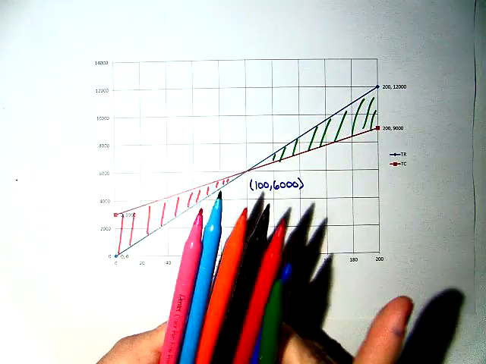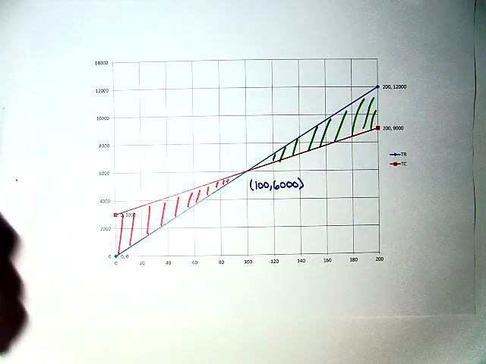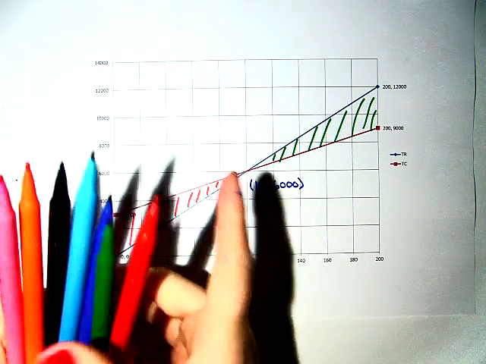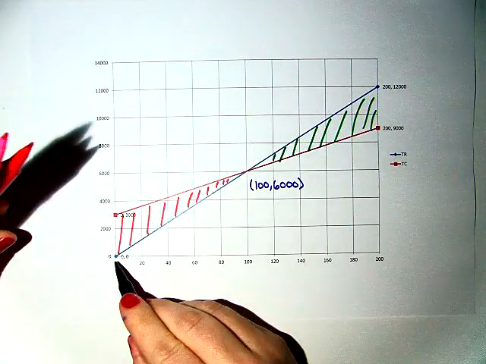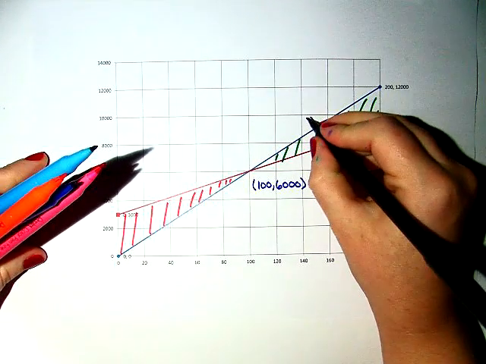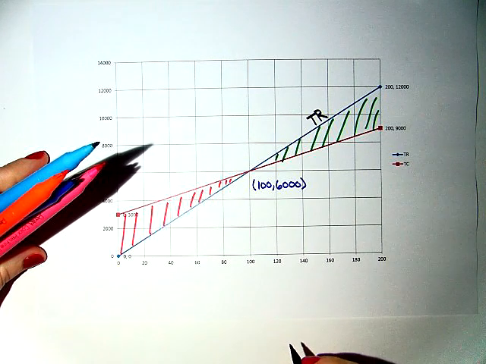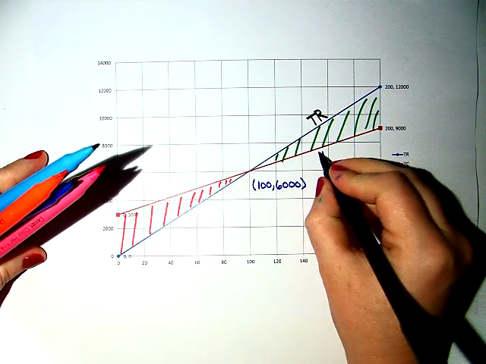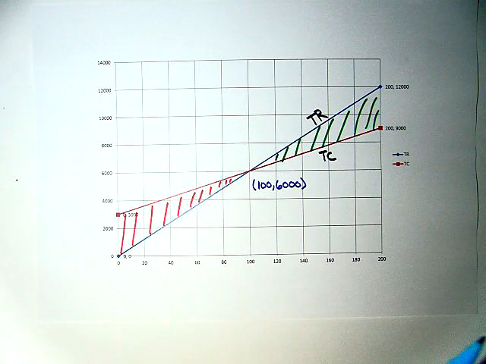Now, to find the total cost and total revenue equation is pretty easy. The total revenue equation always starts at 0. So the blue line is my TR equation. And the total cost equation always has a y-intercept. So my total cost equation is the red line.